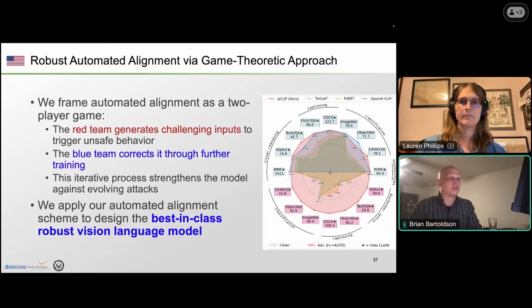So we formulate this automated alignment problem as a two-player game between the red team and the blue team. What we're seeing on the right side is a radar plot of the performance of a couple of different vision language models. These are LLMs with the ability to reason about images. We developed this model through this two-player game, called Delta Clip, and that's up in the top left there in red.